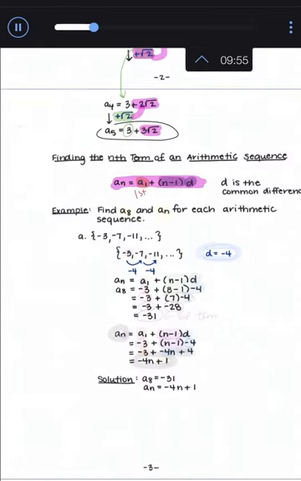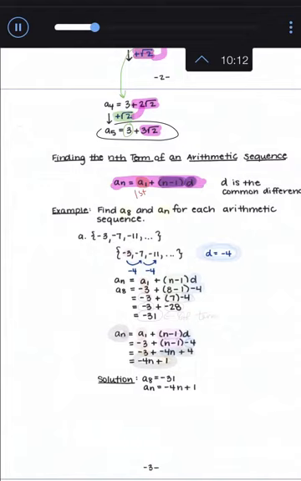So if you're looking for the fifth term, you'd actually take 4 and multiply it by your common difference, D, because you're only going to add it 4 times to get the fifth number, since you already had the first number.